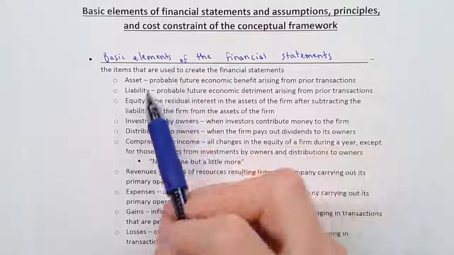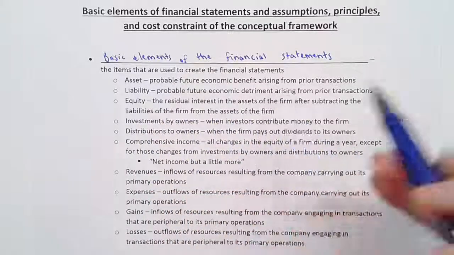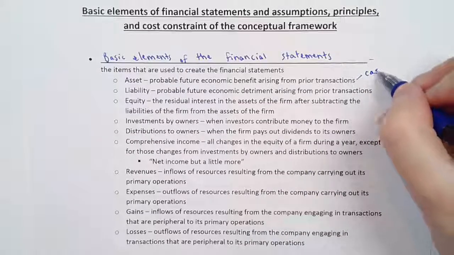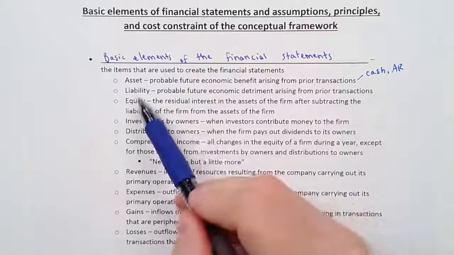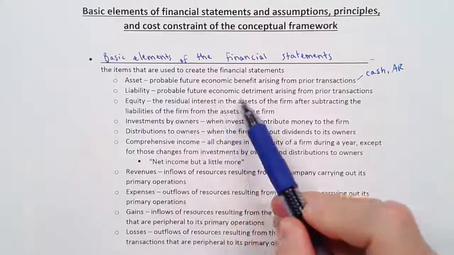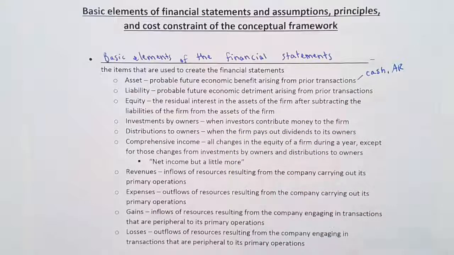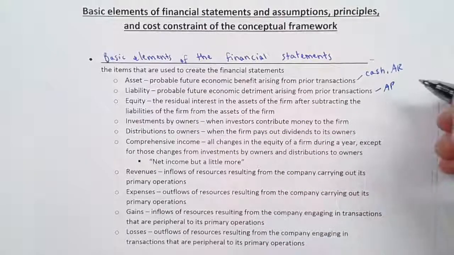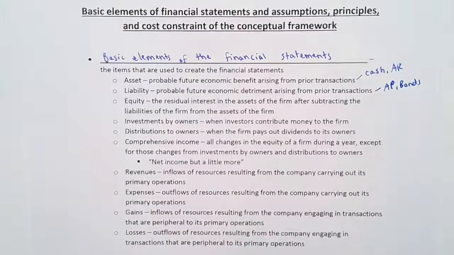Okay, so first we have assets. Okay, an asset is a probable future economic benefit arising from a prior transaction, right? And so these would be things like cash, accounts receivable, inventory, etc. Right? A lot of different examples, but those are just a few examples of assets. Okay, a liability. It's a probable future detriment arising from a prior transaction, meaning that we're probably gonna have to pay out money in the future, right? So this would be something like accounts payable, or maybe if we have a bond outstanding, something like that. Okay, we have to pay out in the future for a liability.